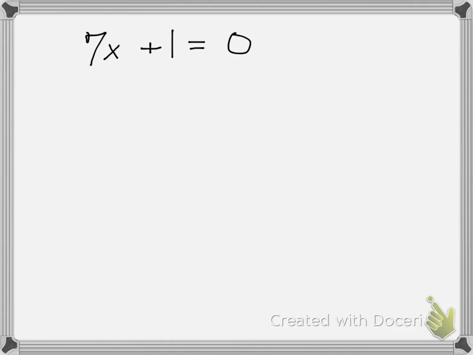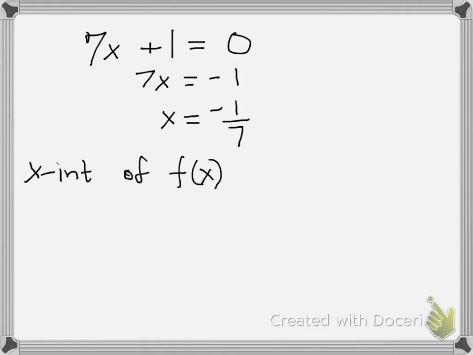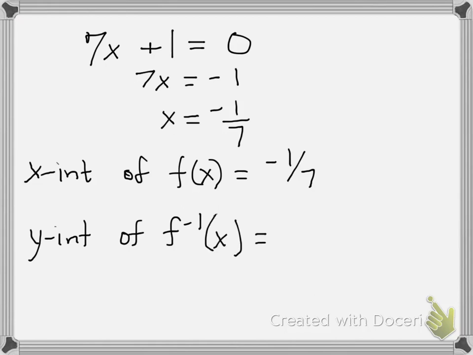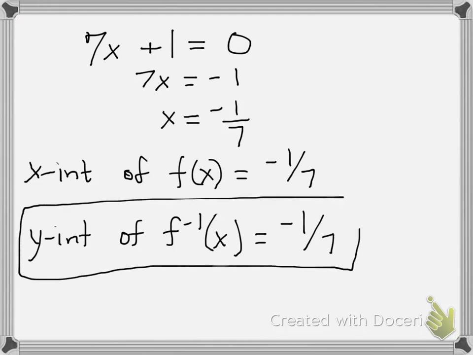All right, I'm going to subtract 1 on both sides. 7x equals negative 1. Then divide both sides by 7. x equals negative 1/7. So the x-intercept of the function equals negative 1/7. That means that the y-intercept of the inverse function has to also be negative 1/7. And that's our answer, and we're done. Again, it's just switching.